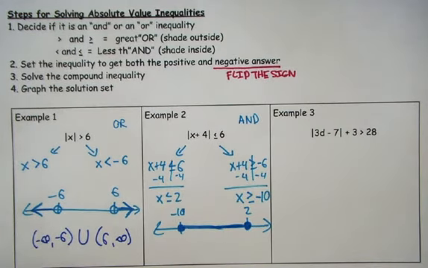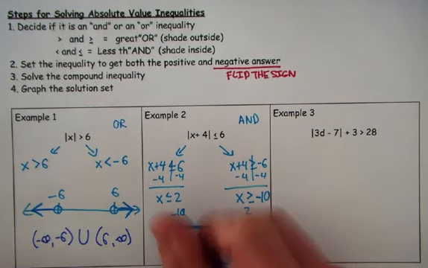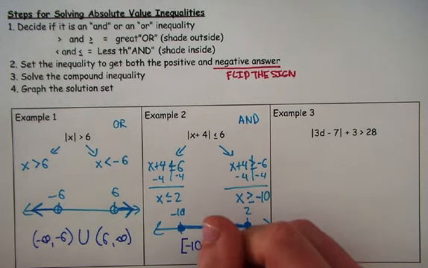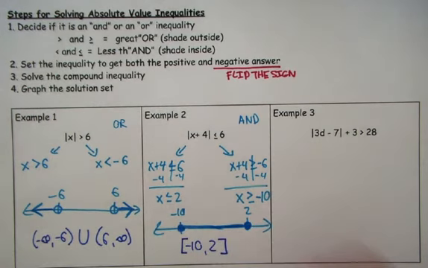How would we write that in interval notation? Well, we've got negative 10 on the bottom, inclusive. Positive 2 on top, inclusive, to the right. Okay? I should say to the left and to the right.